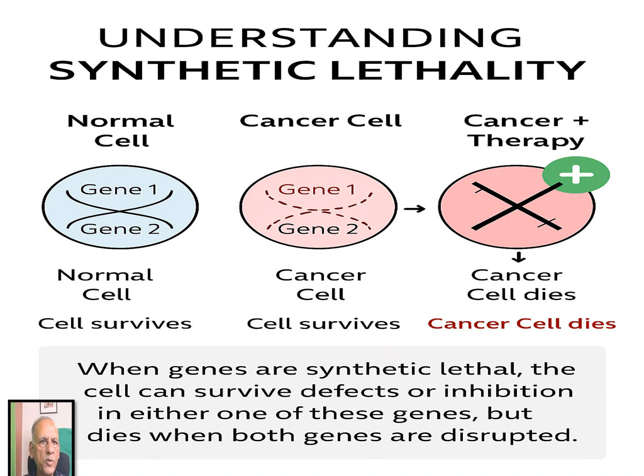So we have to choose a therapy which will knock down gene 1 in case the cells are mutated in gene 2. If the cells are mutated in gene 1, we will choose an inhibitor that will knock down gene 2. In this manner, the cancer can be treated.